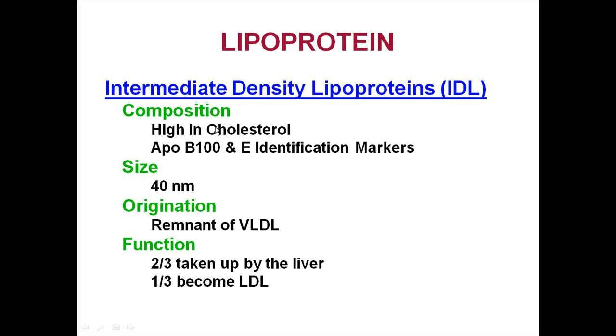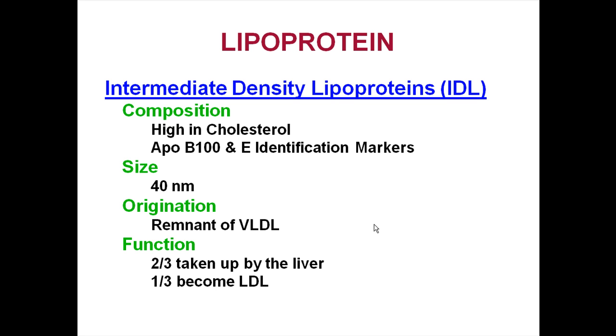But the composition of IDLs is high in cholesterol. They haven't lost their identification marker, so the identification marker is exactly the same as the VLDL, but they're smaller, and they are basically a remnant of the VLDL. So I need you to understand that the IDLs are not made by anything. The IDLs are a remnant of the VLDL.